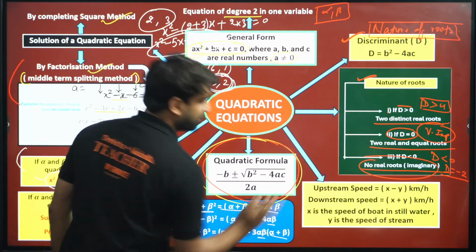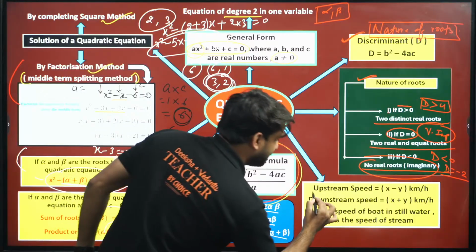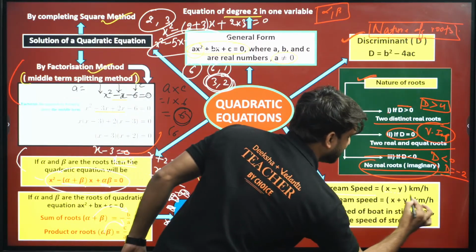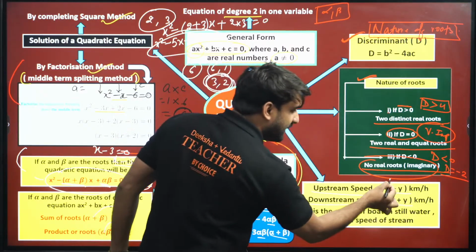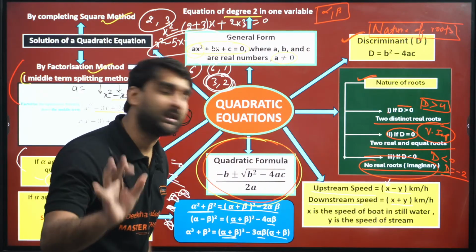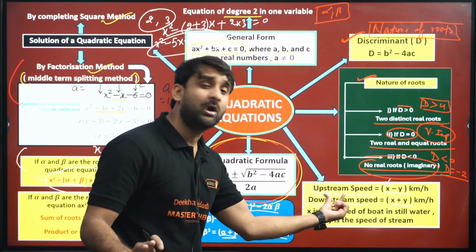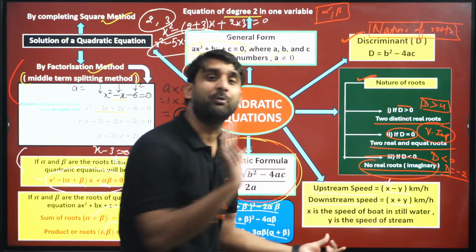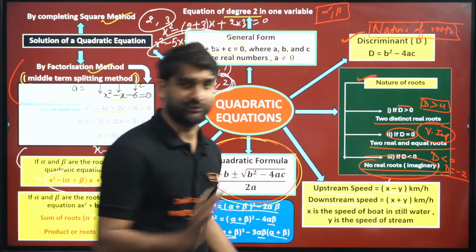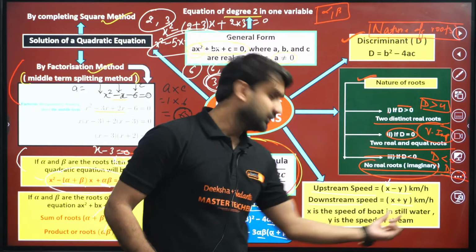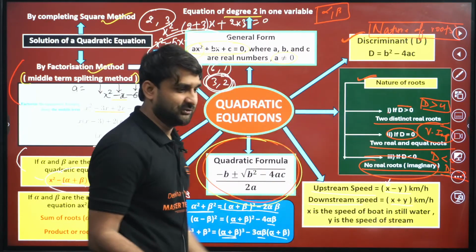Now coming to this portion, which is very scary for most students. I don't know why. Upstream speed is taken as x minus y km/h and downstream speed is taken as x plus y. What is x here? x is the speed of the boat in still water and y is the speed of the stream. Is it clear? Upstream is when a boat is going in the opposite direction of the stream of water, and downstream is when the boat is going in the same direction as the stream, so the speed will increase. So x is the speed of the boat in still water and y is the speed of the stream. This is all about it.